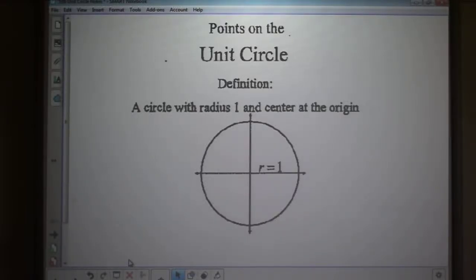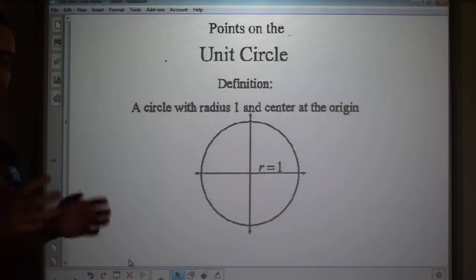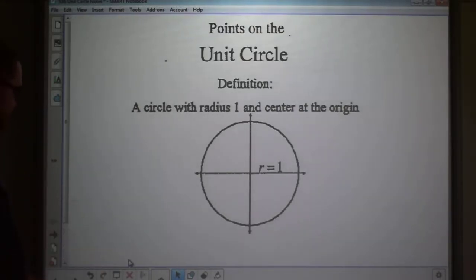Welcome everyone to a new chapter. Today we're going to be starting the chapter about the unit circle. So we did right triangle trig for a while. Now we're going to do unit circle trig.